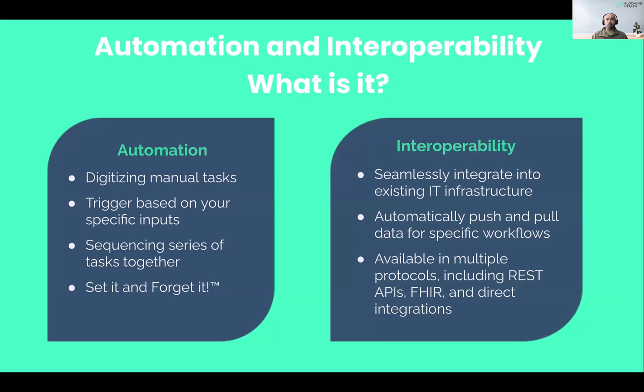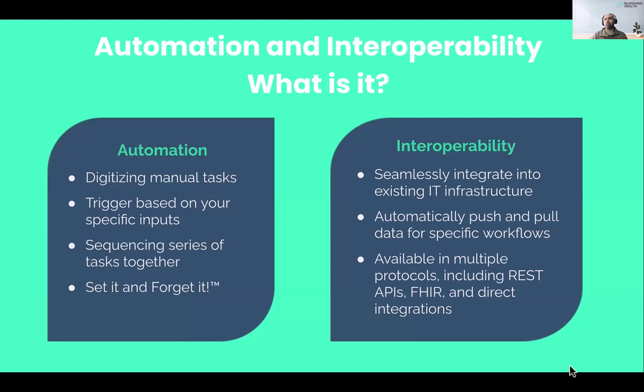With regards to interoperability, again, another term that I'm sure a lot of people in the healthcare space are familiar with, what we want to focus in on is integrating into existing infrastructure for your organizations. These could be CRMs, these could be referral platforms, different case management software, so that you don't have to leave those platforms to do your work, right? We want to be able to orchestrate work across these multiple platforms.